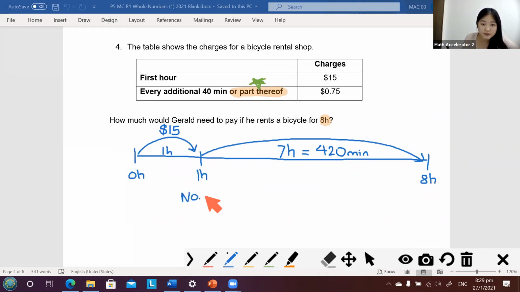So the number of 40 minutes in your 420 minutes is equal to your 420. How to find out how many 40 minutes there are? Divide by 40, yes. Okay, good. Divide by 40. So can you type into your calculator right now? Let me know what you see on your calculator. Okay, type it in.